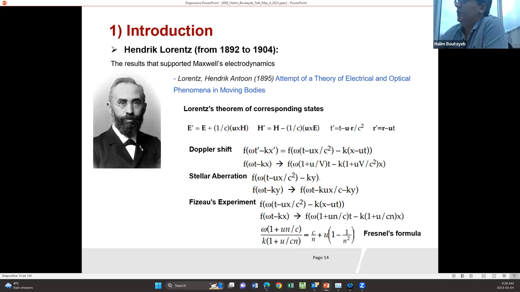Lorentz adopted Voigt's auxiliary variables and he used them in Maxwell equations. And actually he found many results that helped to support Maxwell electromagnetism, with the result that Lorentz's work made Maxwell equations more accepted. Let's see why. He analyzed different phenomena. In this paper from 1894, Attempt of a theory of electrical and optical phenomena, he used Voigt variables, as you can see here. When he introduced this in Maxwell equations, he also transforms the fields, so the electric field and magnetic field will be changed.